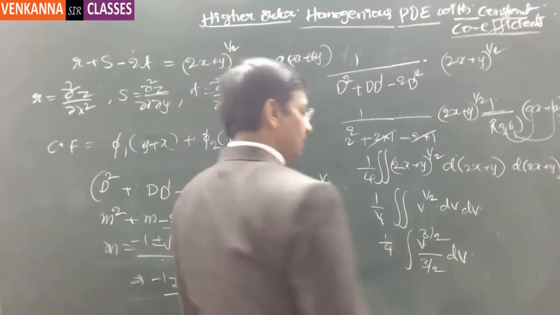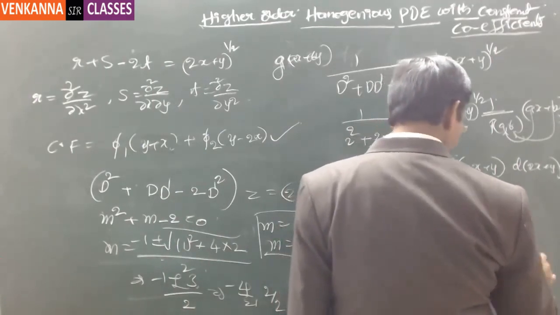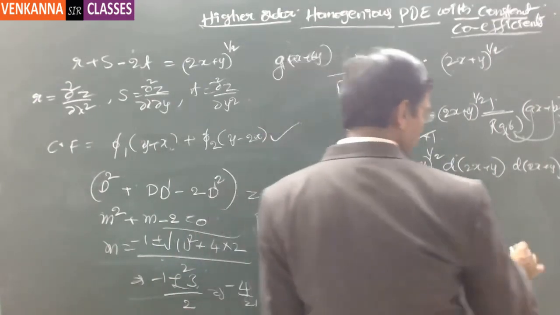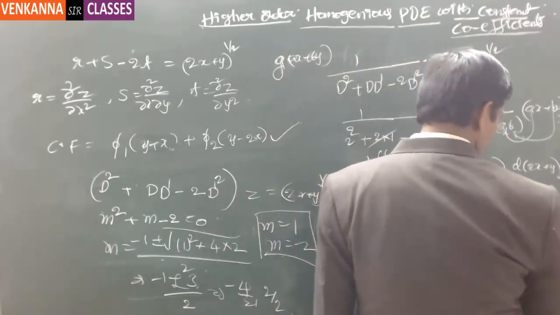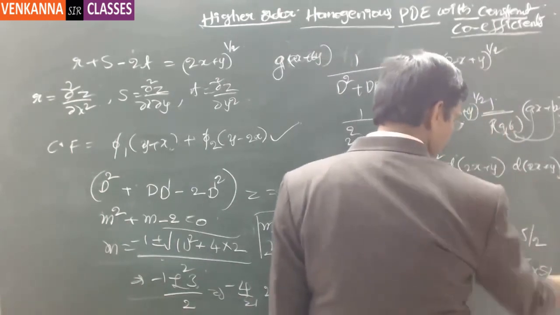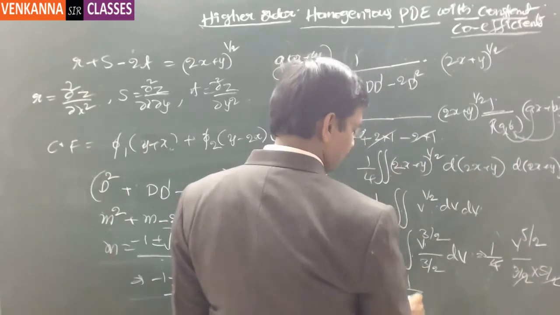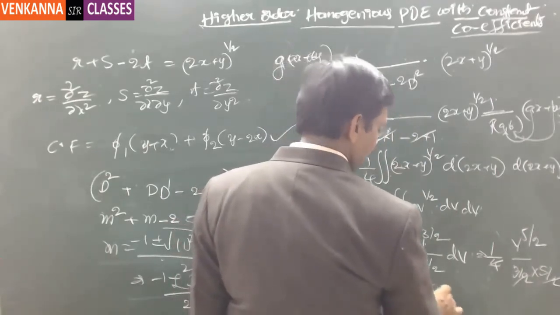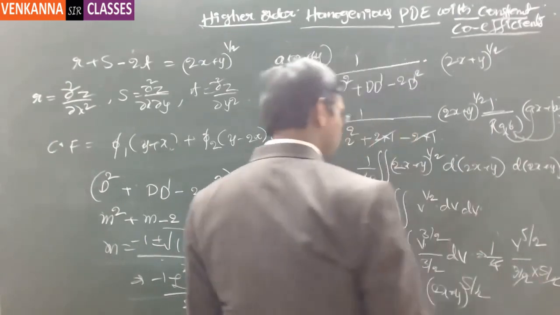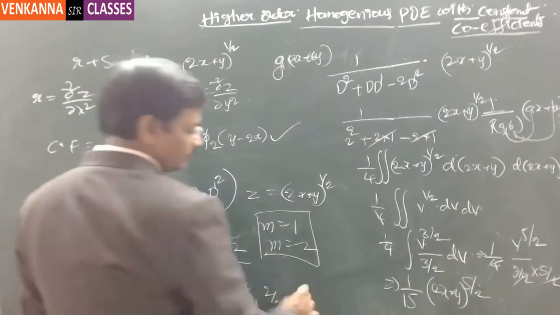So one more integration: 2 by 3 is out, and then the integration of v power 3 by 2 is v power 5 by 2 divided by 5 by 2. So the 4 will cancel, and then it is 1 by 15 times v power 5 by 2, where v is 2x plus y whole power 5 by 2. So this is the particular integral. So CF plus PI is the complete solution.